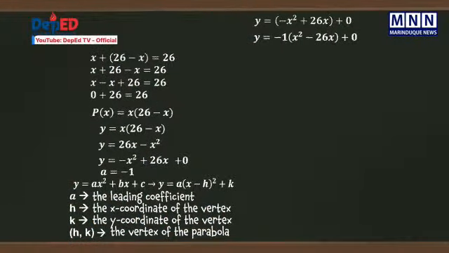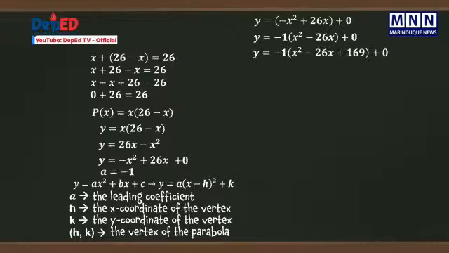First, we square the half of the coefficient of x. This coefficient is negative 26. Half of negative 26 is negative 13. Square of negative 13 is 169.